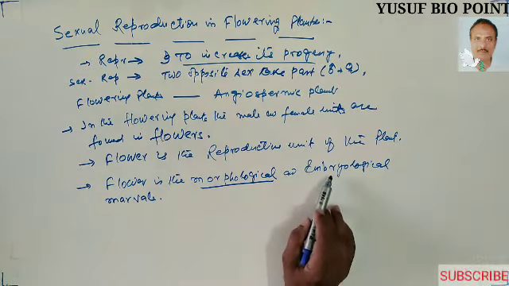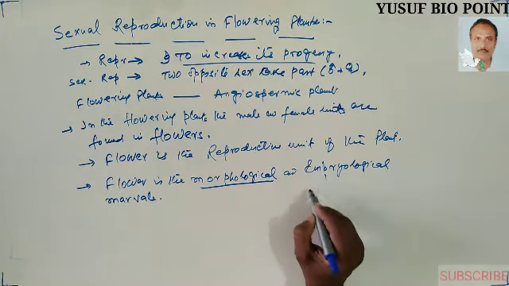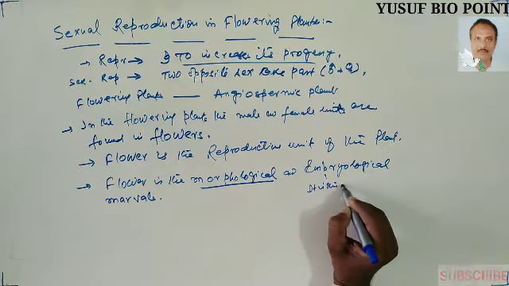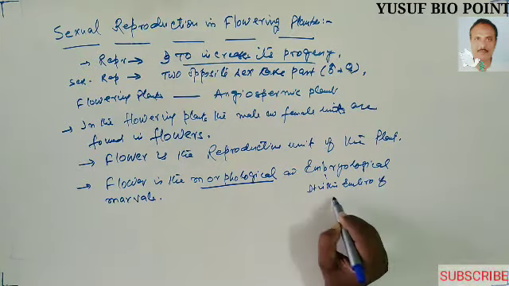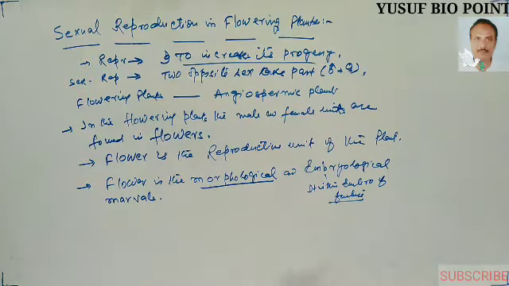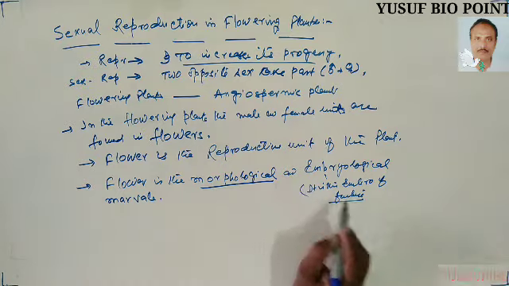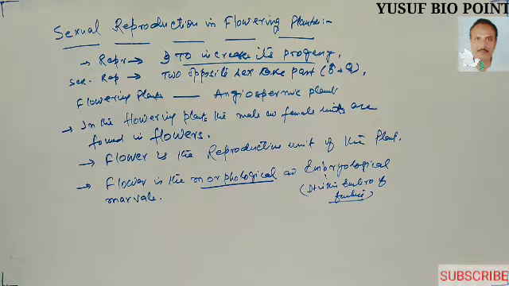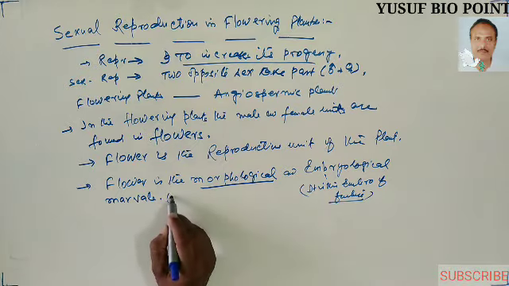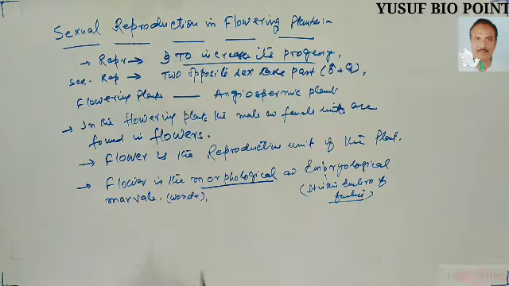And embryological means the flower is the embryo of the future, means in the future the seed will form from this. So marvel means wonder. So it is a wonderful thing. It has a highly attracting capacity, and this attracts not only man but also animals, and the attraction of animals helps in its pollination.